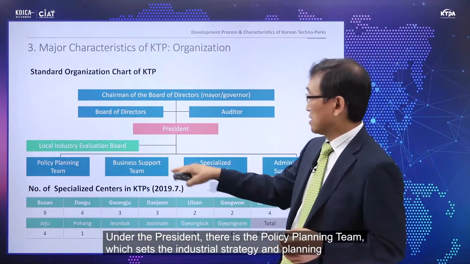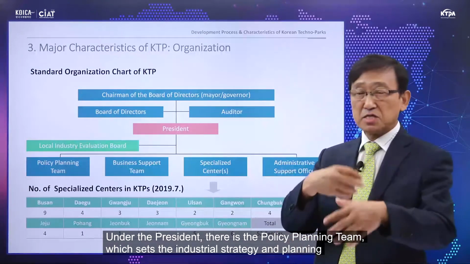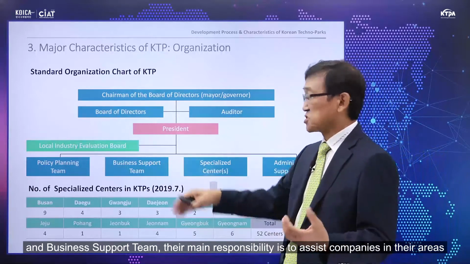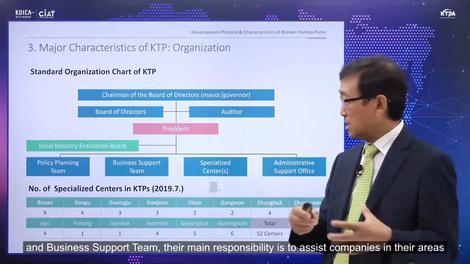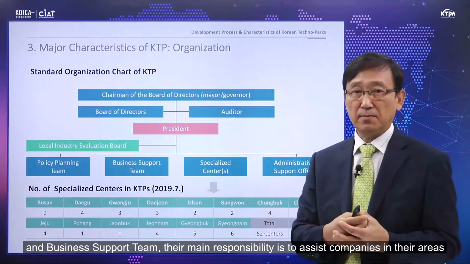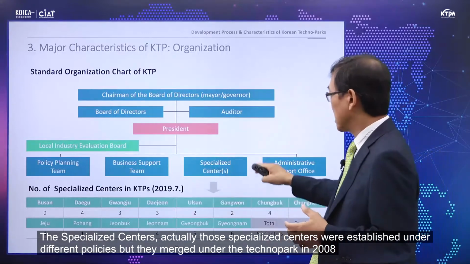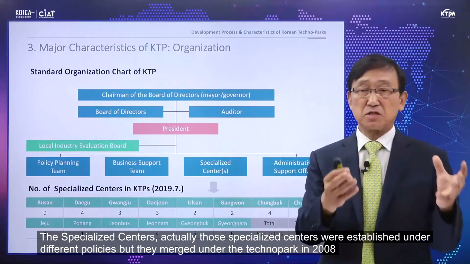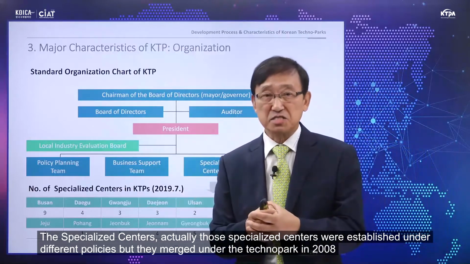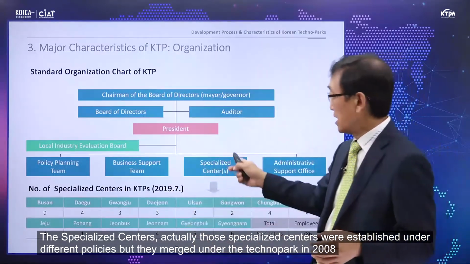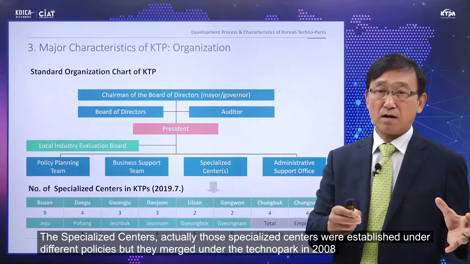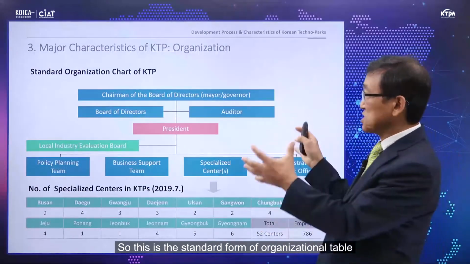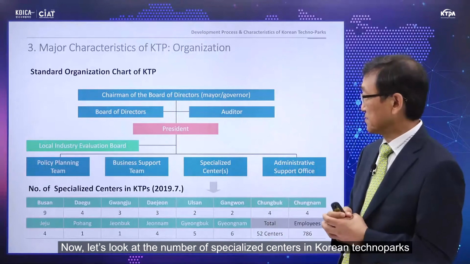And under the president, there's the policy planning team, which sets the industrial strategy and planning, and the business support team, whose main responsibility is to assist companies in their areas. And the specialized centers. Actually, those specialized centers were established under different policies, but they merged under the Technopark in 2008. Here are the administrative support offices. So this is a standard form of organizational table.